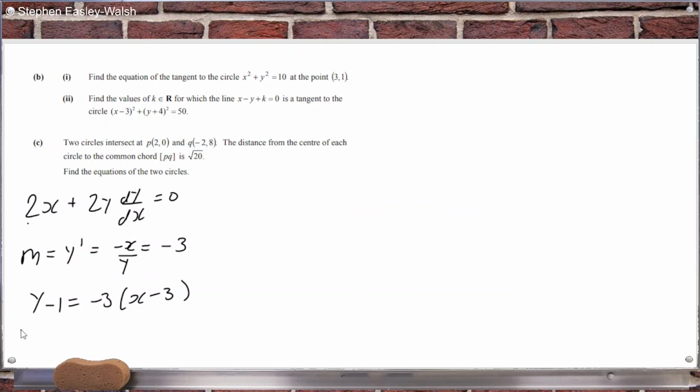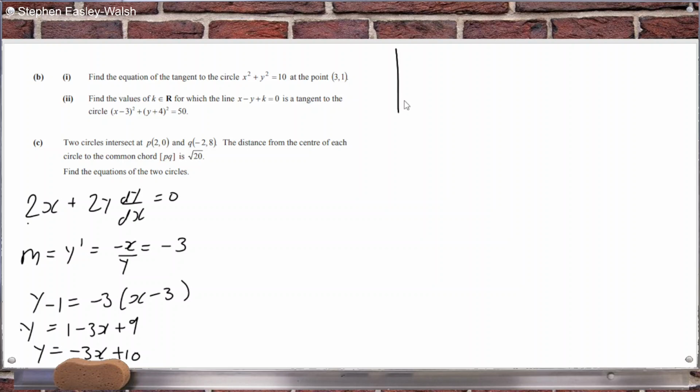So you get y equals 1 minus 3x plus 9. So y equals minus 3x plus 10. Find the value of k for which that line is a tangent to that circle. So it means the perpendicular distance has to equal root 50.